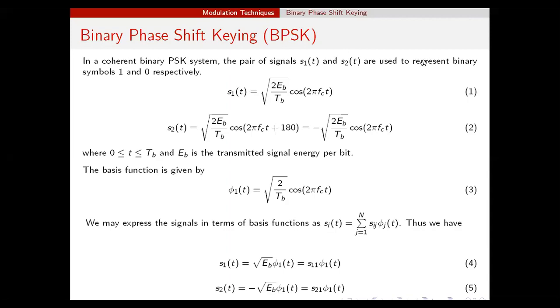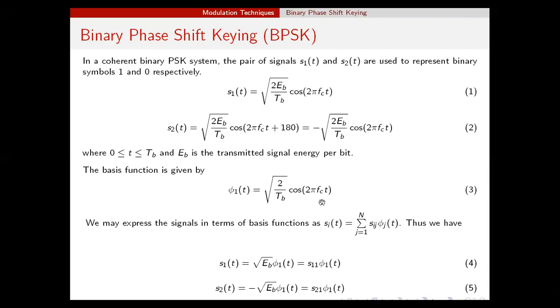What was the very important thing is the basis function. Phi 1 of t is the basis function which is defined for this set of two signals, given by root of 2 by Tb cos 2 pi fct. My suggestion is, let us not concentrate on how this has arrived. You can easily remember this basis function. It offers no difficulty to you. This could be obtained by the Gram-Schmidt procedure, but instead of doing Gram-Schmidt, you can directly remember the basis function.